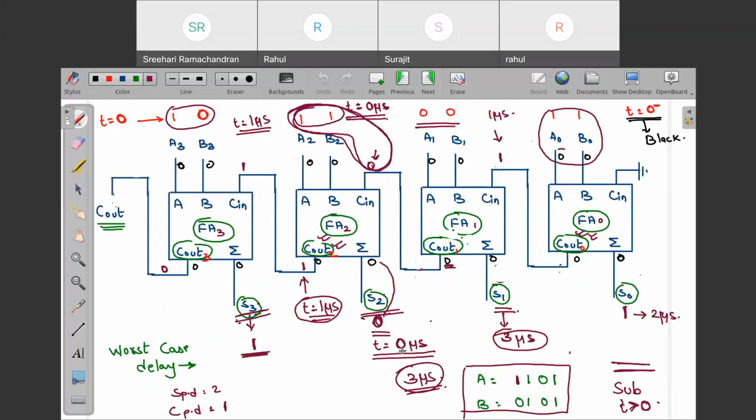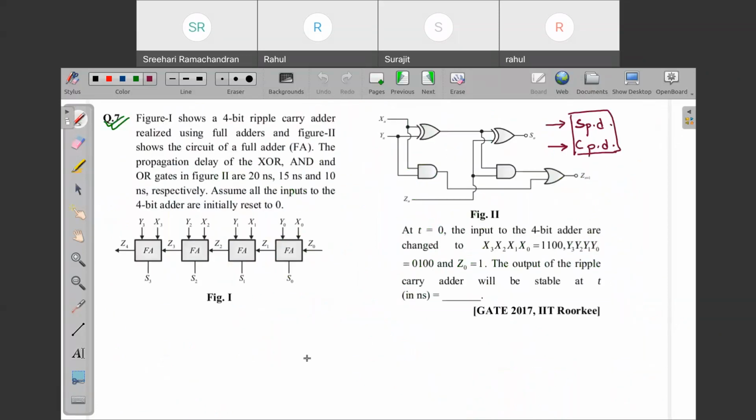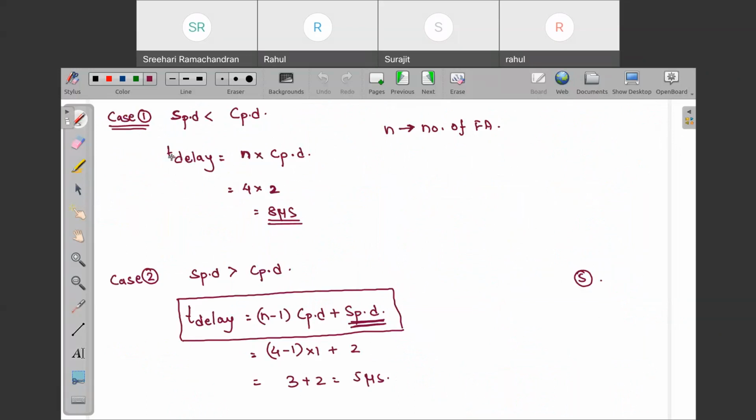This might not be asked in your HAL. HAL will directly ask questions where you put in the formula and get the result. They will always ask you about worst case delay only. So for worst case delay, the formulas are these: case 1, when sum propagation delay is less than carry propagation delay, and case 2, when sum propagation delay is greater than carry propagation delay.